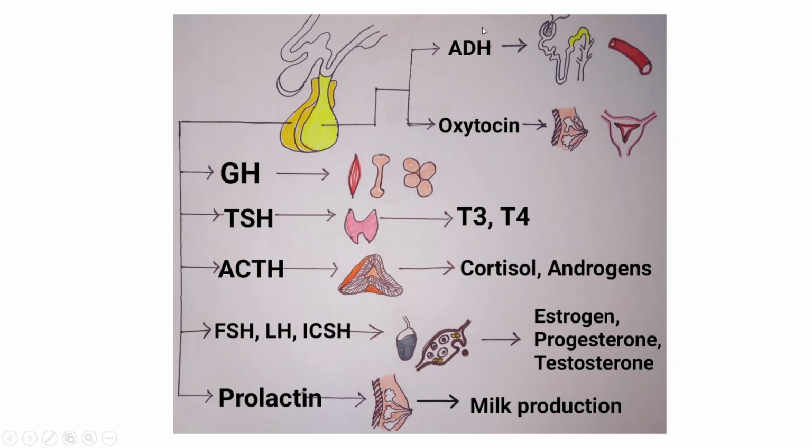Two hormones secreted from the posterior pituitary are ADH or Antidiuretic Hormone, which acts on the distal convoluted tubule of the nephron. It also acts on the blood vessels. And another one is Oxytocin, which causes muscle contraction of the mammary gland and uterus.